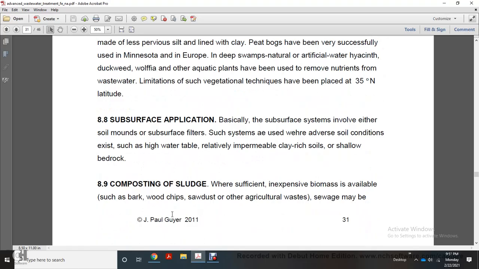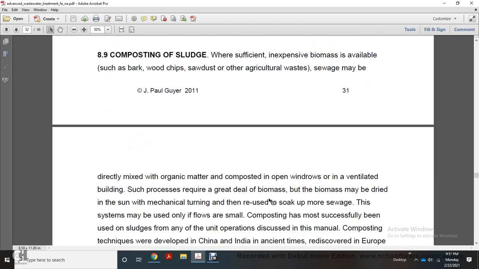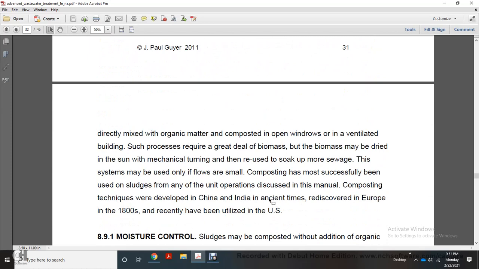Subsurface application. Basically the subsurface system involves either the soil mound or subsurface filters. Such systems are used where adverse soil conditions exist, such as a high water table, relatively impermeable clay-rich soil, or shallow bedrock. Composting is sufficient and expensive where biomass is available. Bark, wood chips, sawdust, and other agricultural waste may be directly mixed with the sewage and organic matter, composted in open windrows to ventilate with the building.